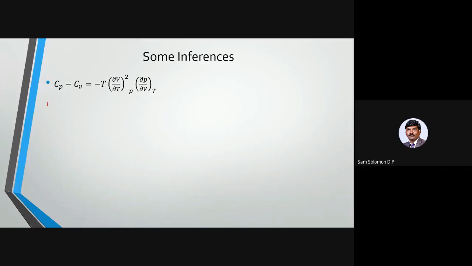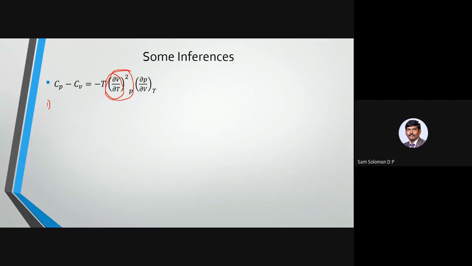Okay. The first inference is number one. If you look at this particular equation, the term partial V by partial T, be it negative or positive, because there is a square, the whole term is positive. Because a negative number raised to the power 2 will give you a positive number. So this term partial V by partial T, the whole squared, is going to be positive.